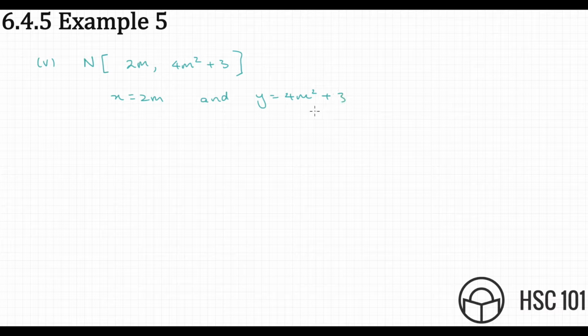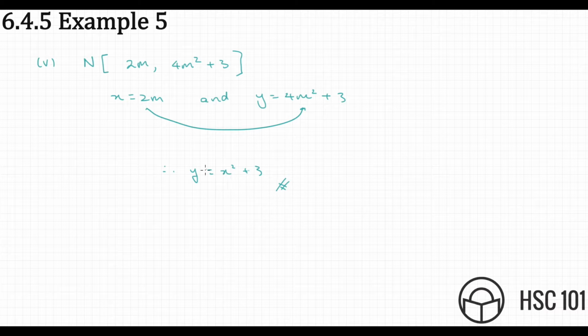If I want to get rid of m, take note that if I take x and I square it, that's just going to give me 4m squared. So if I take x squared and I substitute directly into y, then that's just going to give us y is equal to x squared plus 3, and voila, that's going to be our Cartesian equation for the locus of N, as of course m varies.